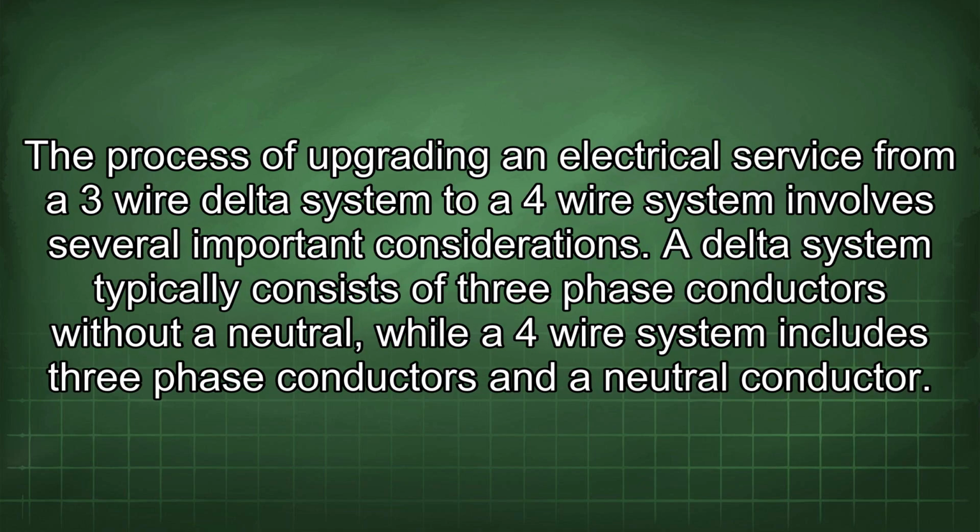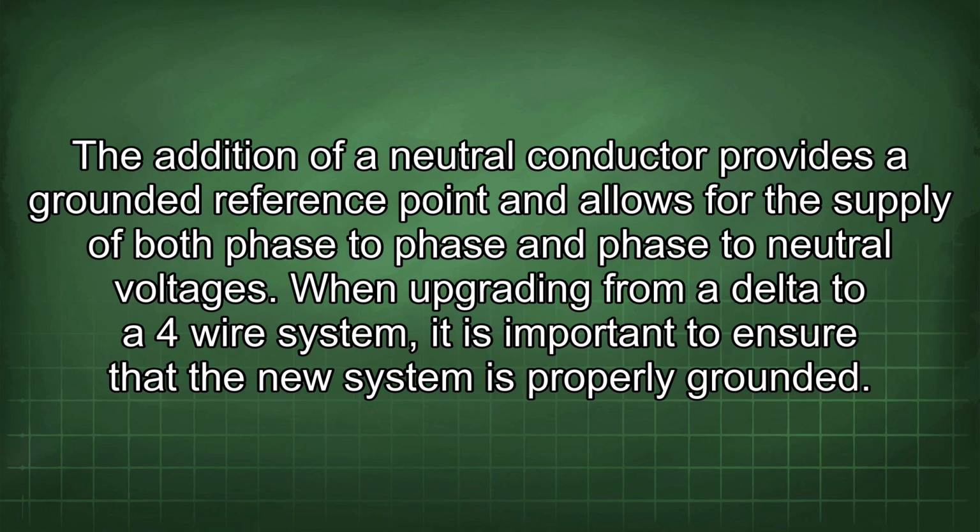The process of upgrading an electrical service from a 3-wire delta system to a 4-wire system involves several important considerations. A delta system typically consists of 3-phase conductors without a neutral, while a 4-wire system includes 3-phase conductors and a neutral conductor. The addition of a neutral conductor provides a grounded reference point and allows for the supply of both phase-to-phase and phase-to-neutral voltages.